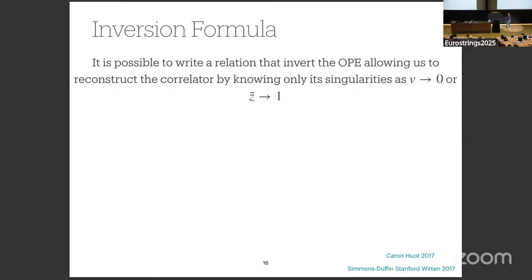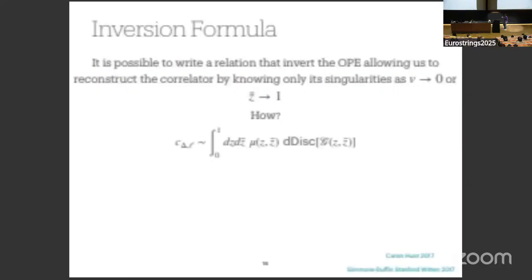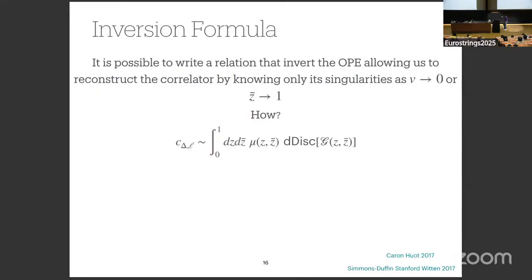So what's the tool that we are going to use? The tool is the inversion formula, the Lorentzian inversion formula put out in this paper in 2017. Essentially, the idea is that we would like to understand how to relate the operator product expansion with the correlator itself. So we can essentially study the singularities as v goes to 0, and then relate this C, that I'm going to specify in a second what this is, with the double discontinuity of my correlator.